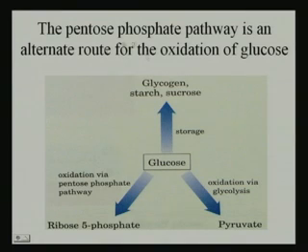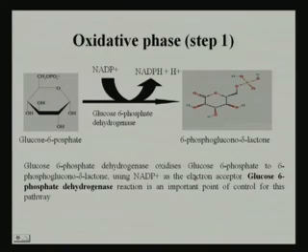As I have told earlier, glucose may enter different pathways for different metabolic activities in the cell. When glucose concentration is high in the cell, it can be stored in the form of glycogen, which is stored in the liver. Glucose can also be oxidized and enter this pentose phosphate pathway. Glucose can also be oxidized to form pyruvate, and today's lecture is how glucose is converted to 5-carbon pentose.